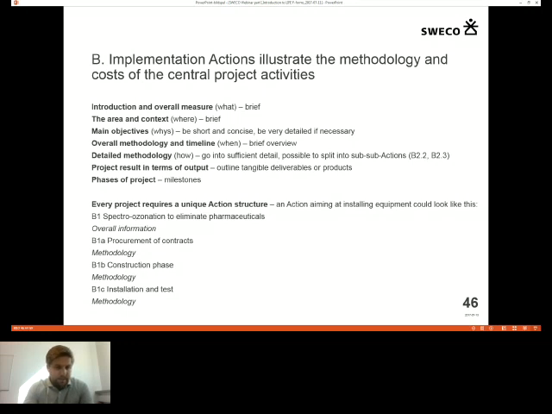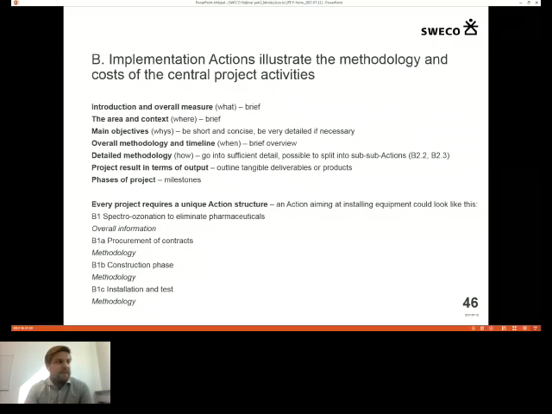And then finally, you have to explain the project results in terms of output. And this is, as we have already said, tangible deliverables or products, something you can put into a letter and send to Brussels, basically, or at least an email. Sometimes they want it original. And then finally, the phases of the project. And this is the milestones.